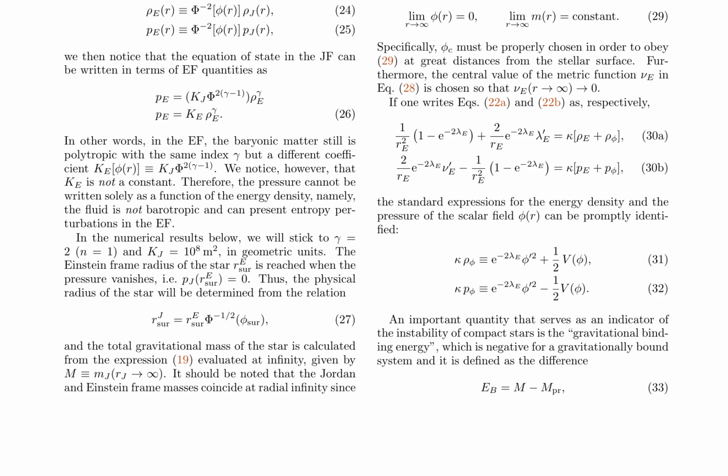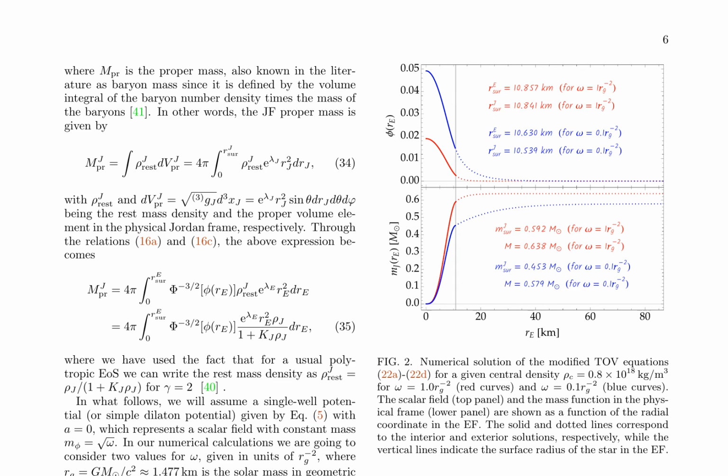The effects of the scalar field on the stellar structure and stability will be investigated in the following sections, using rewritten forms of the modified TOV equations, such as equations 30a and 30b, to identify the energy density and pressure of the scalar field. Scalar-tensor theories of gravity, which postulate the existence of a scalar field, have been explored in the context of neutron star configurations.